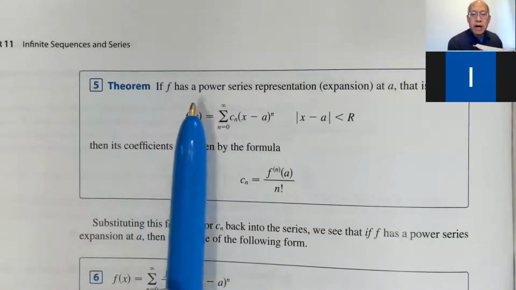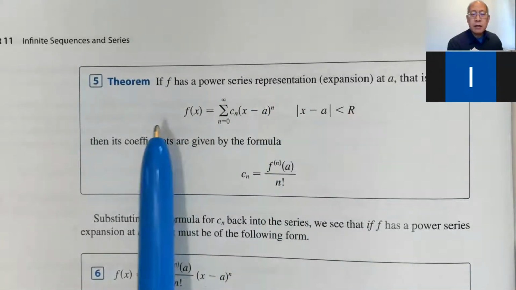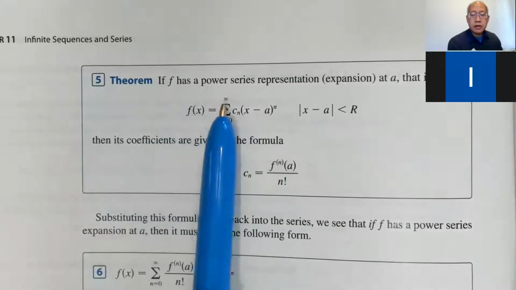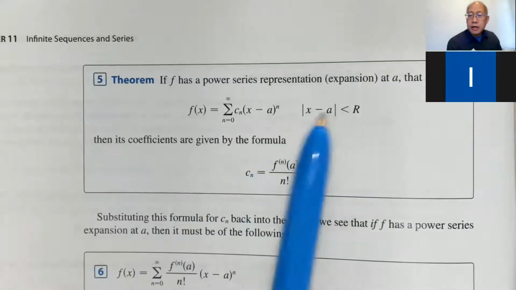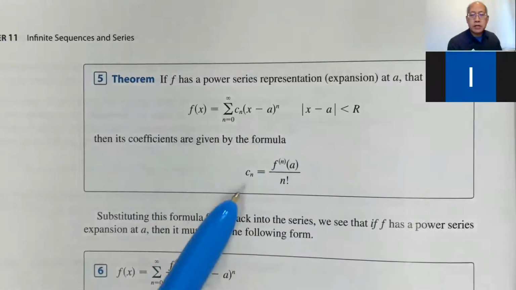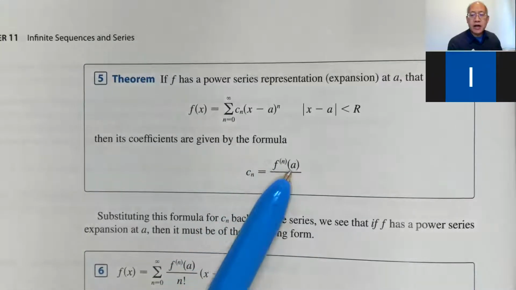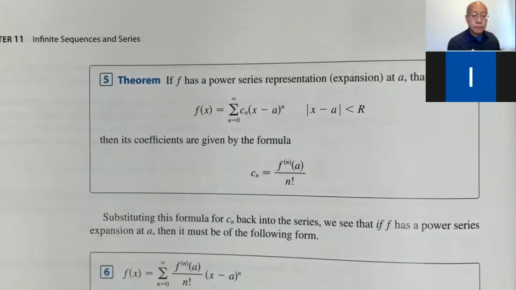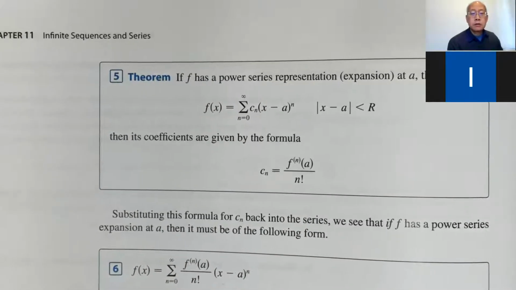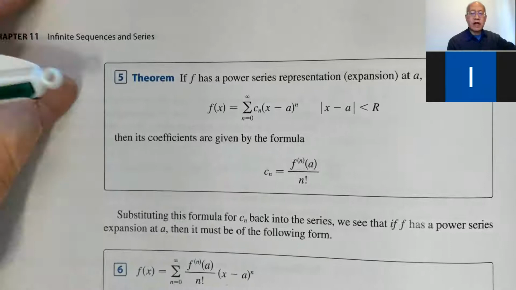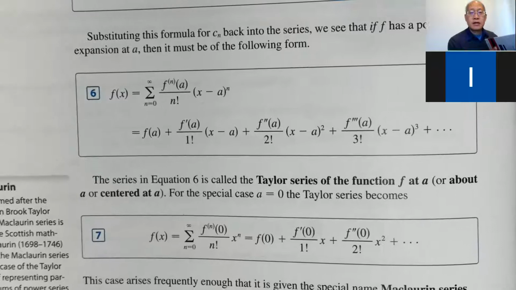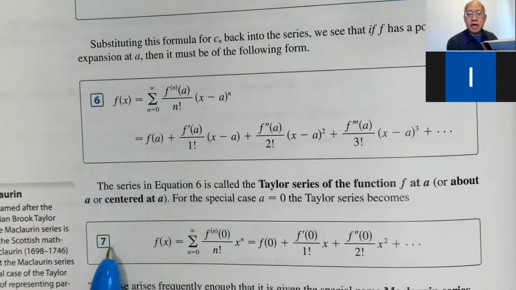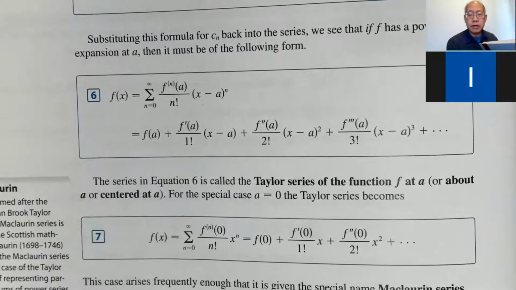So page 760. If f has a power series representation at a, f of x equals the summation n equals 0 to infinity of c_n (x minus a)^n, at some radius of convergence. The coefficients are c_n equals f^(n)(a) divided by n factorial. You don't have to memorize the derivation that I went over. You don't have to know it, but this is what you want to work with. So boxes 6 and 7 are what I would suggest putting on your cheat sheet.